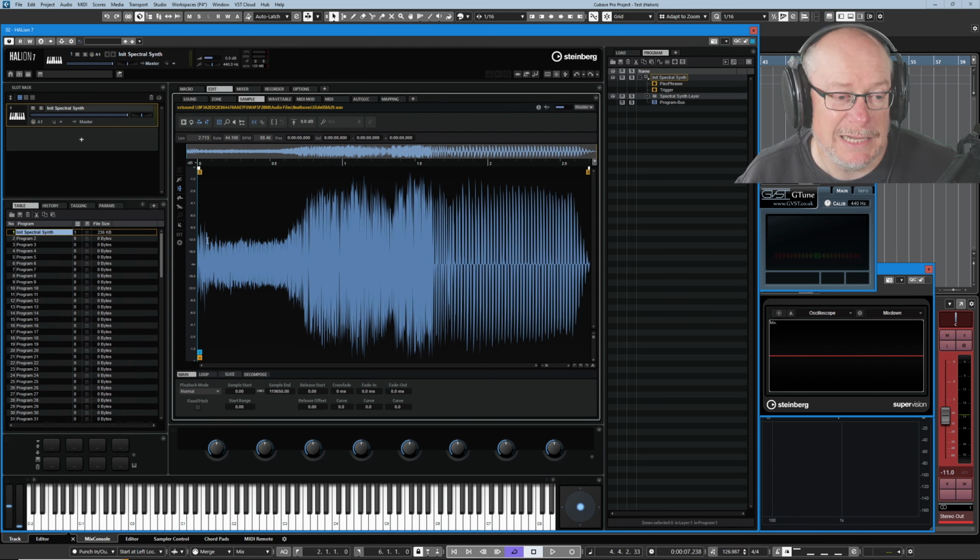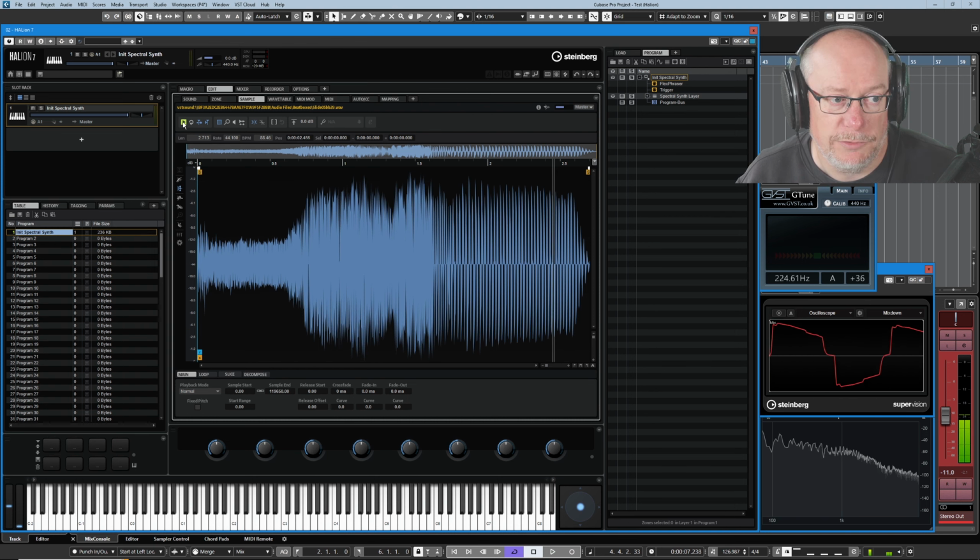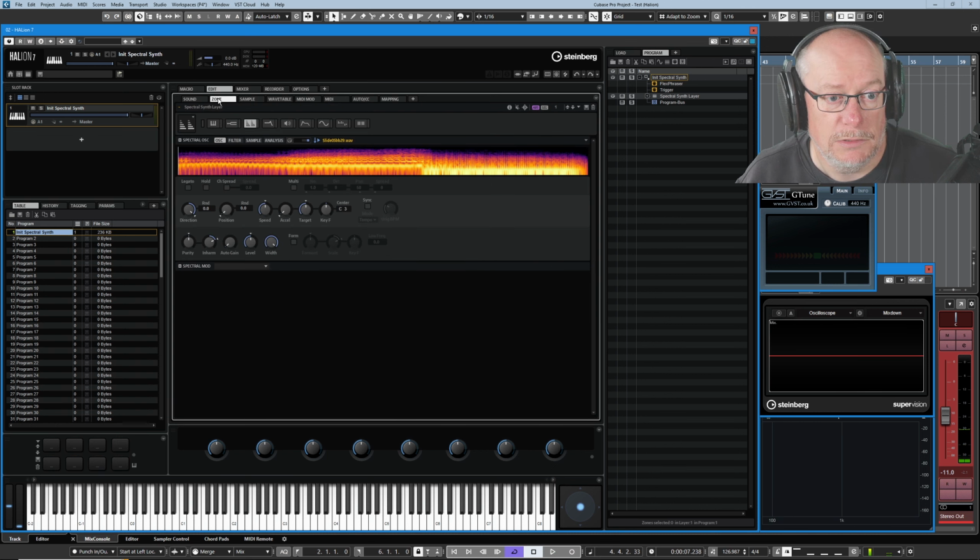So there are three distinct phases to this sample. One, two, three. When we jump back over to the spectral synth zone, you see a different kind of representation of those three phases. Obviously, the third phase is the most visibly distinct, but there are quite clear differences between phases one and two. So what are we looking at with this heat map?